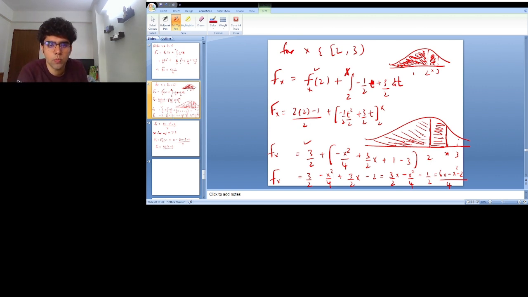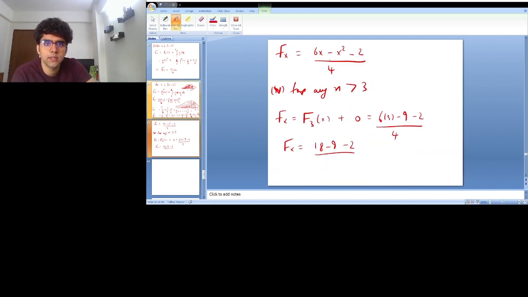This was 2x minus 1 by 4. So this should be 3 by 4, right? So this is 3 by 4. So 3 by 2x minus x square by 4, 3 by 4 minus 2 becomes minus 5 by 4. I'm so sorry. This becomes minus 5 by 4. So ultimately what I have is 6x minus x square minus 5. I have minus 5 here.